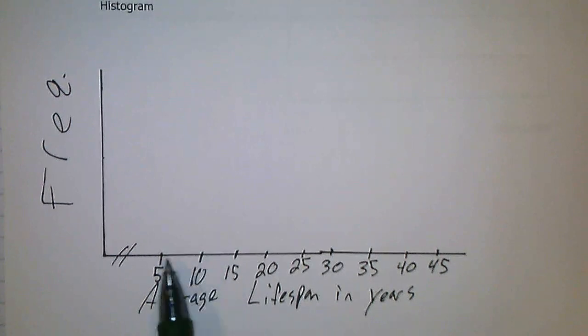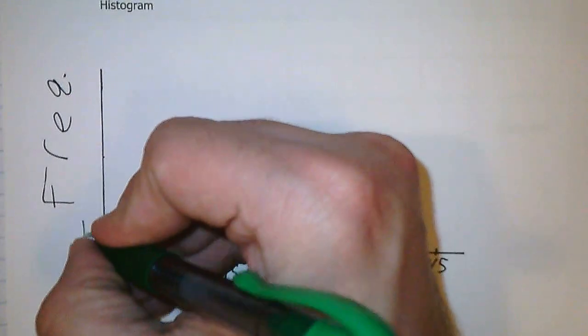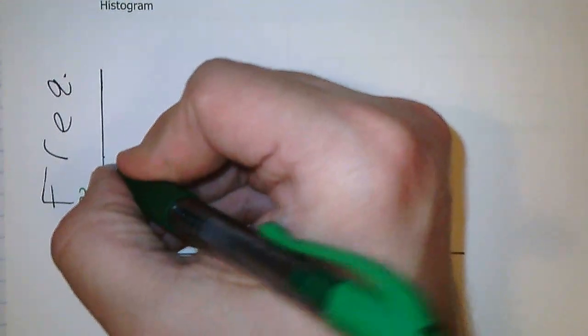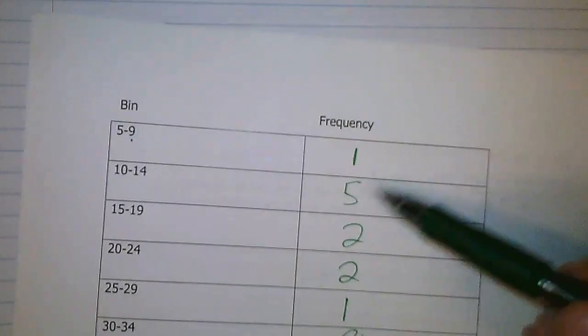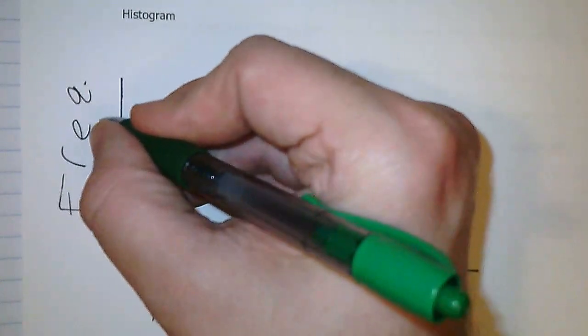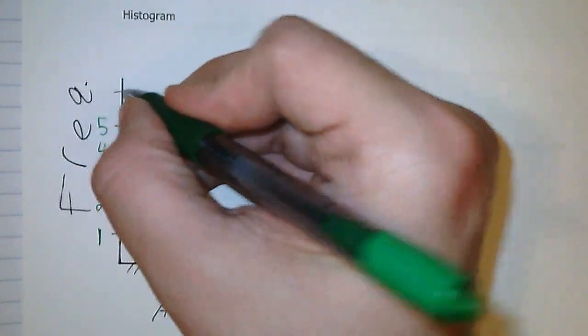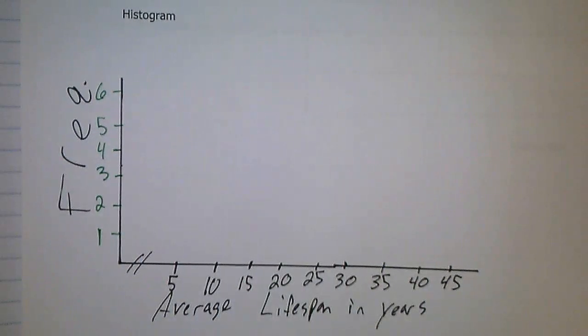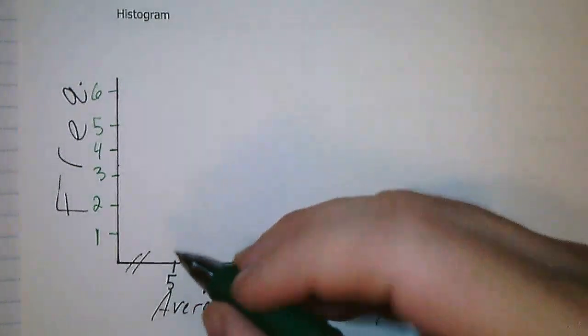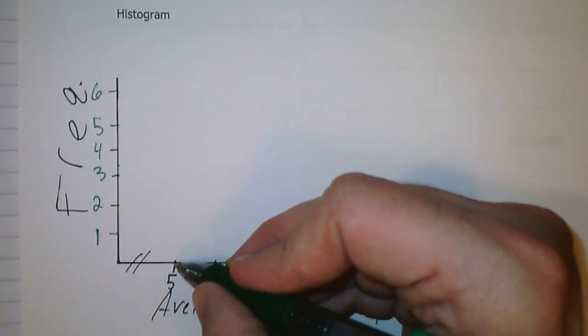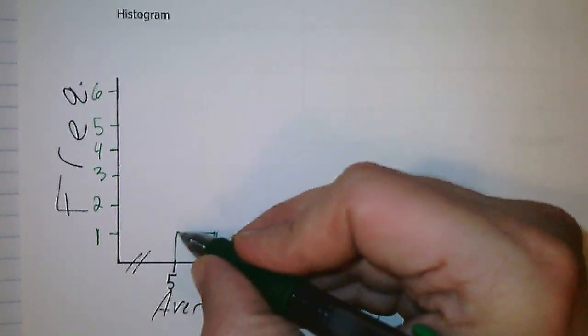So 5 to 9 years. We're going to go up to the 10 here. One animal lived from 5. Oh, I'm sorry. I didn't list my frequencies. 1, 2, 3. The biggest number we got here was 5, so we'll go up to 6. So, how many animals lived from 5 to 9 years? And the answer is 1. And so we make this bar right here.